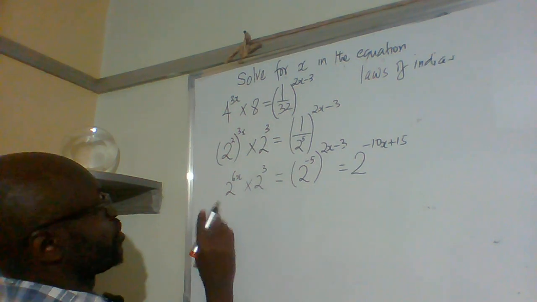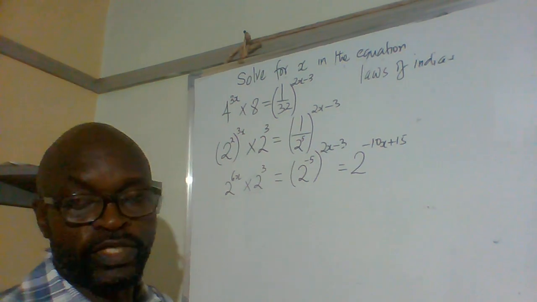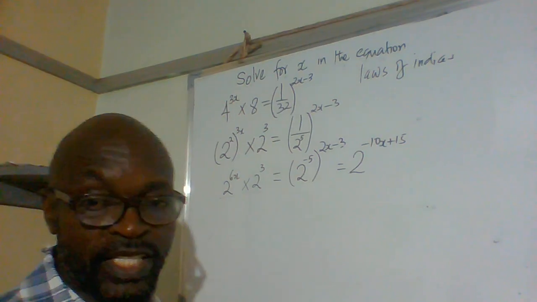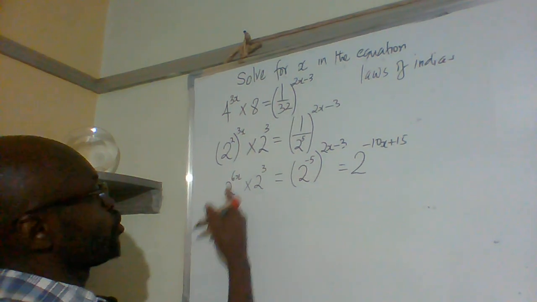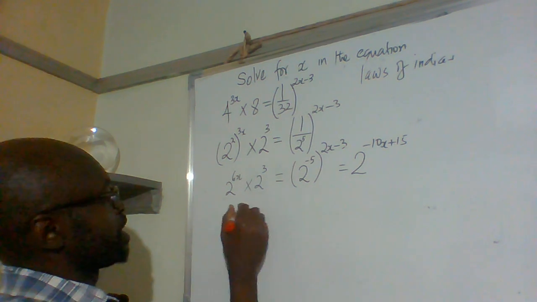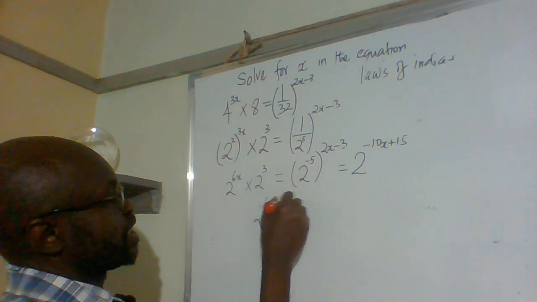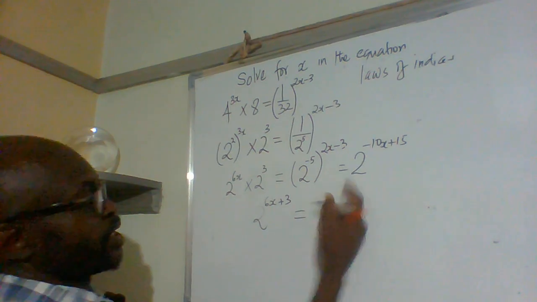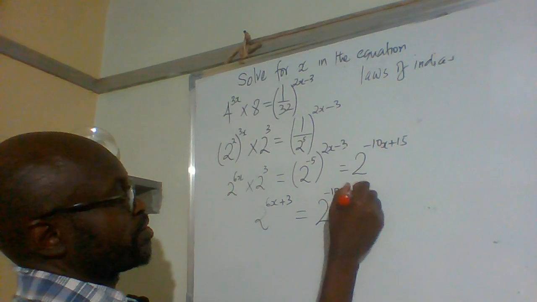Now here, we can further apply the other law of indices, the multiplication law. When you're multiplying numbers that have the same base, then you can add their powers. So in this case, 2 power 6x multiplied by 2 power 3 is actually 2 power 6x plus 3. Now this is equal to 2 power negative 10x plus 15.